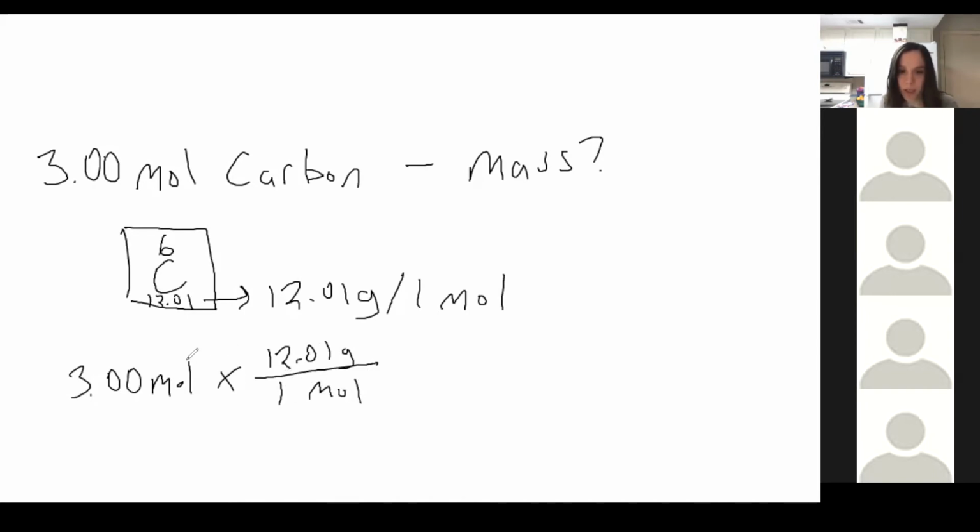We want the moles to cancel out, so we have to have grams in the numerator. The moles will cancel out. We do 3 times 12.01. That gives us 36.03 grams for 3 moles of carbon. So that's our conversion between moles and grams. Whatever amount of moles we have, we multiply it by the number that we see below the element. This is called the molar mass.